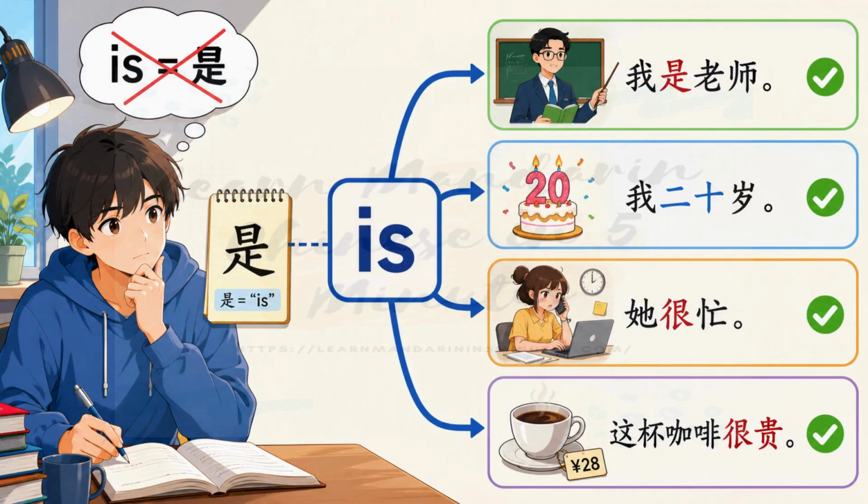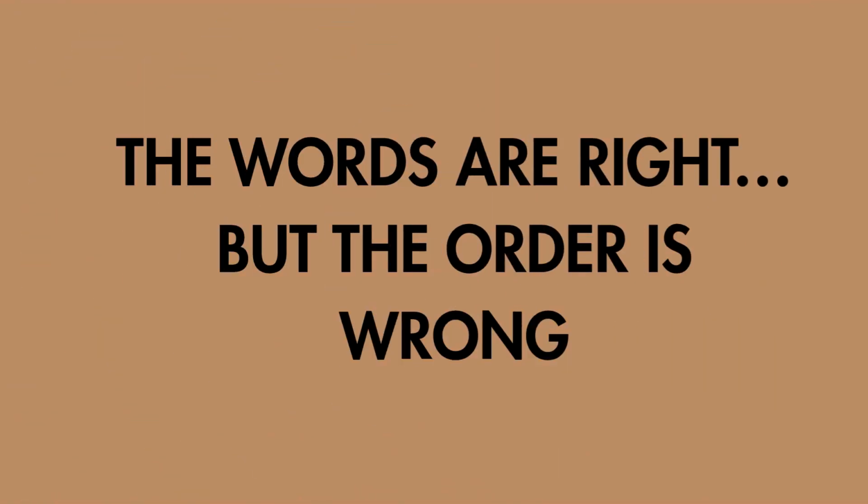For now, the important beginner takeaway is for a normal neutral description, say 他很忙 or 这杯咖啡很贵. Do not automatically insert 是 just because English has "is." So compare 我是老师, 我20岁, 他很忙, 这杯咖啡很贵. English keeps using forms of "to be." Chinese chooses different structures depending on what the sentence is doing. And that's why a dictionary translation can be correct, but still not tell you how the word behaves in every sentence.